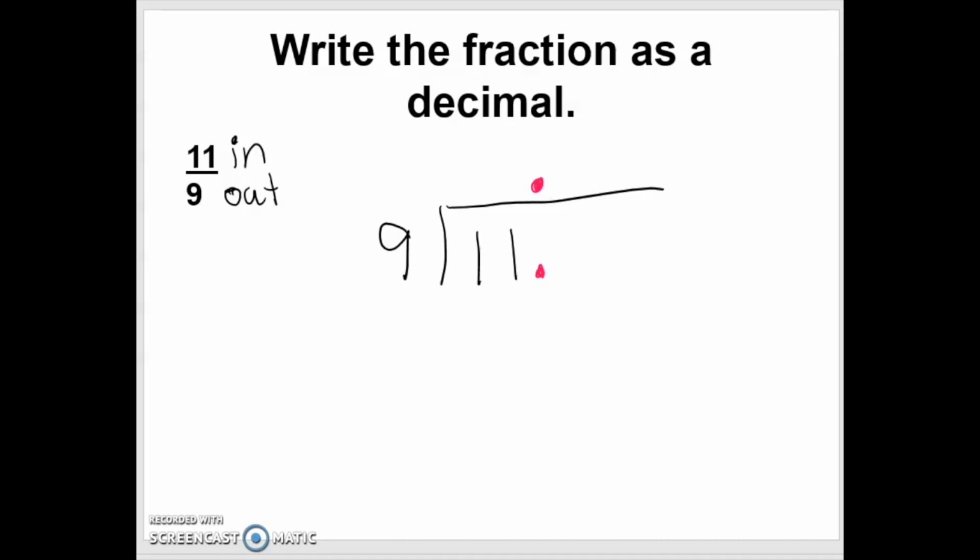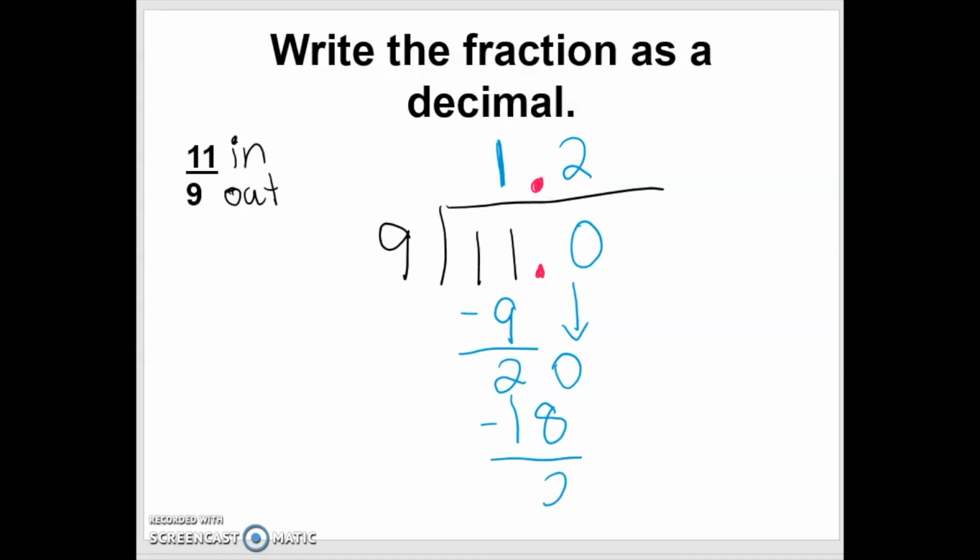Okay, 9 goes into 11 just one time, which is 1 times 9 is 9. We subtract and get 2. Now, we can see we didn't get 0, so that means we need to keep dividing. So we bring down a 0 as a placeholder. 9 goes into 20 2 times, which is 18. We subtract and we get 2.